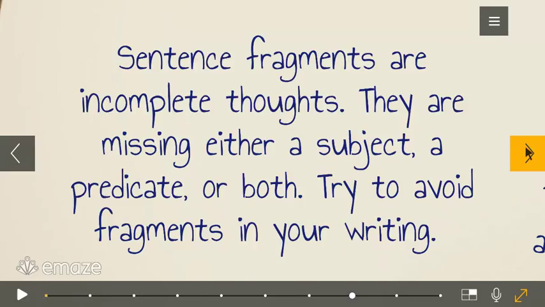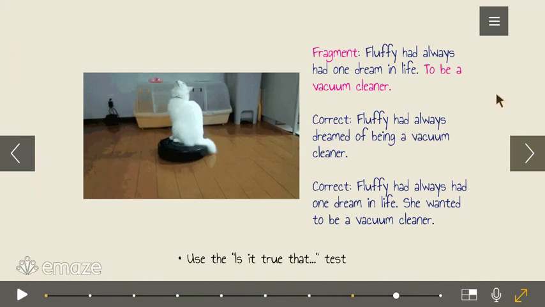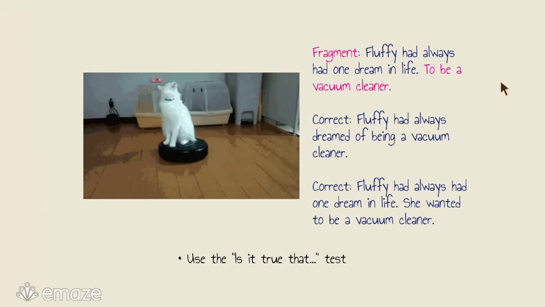You could run into this common error of writing a sentence fragment. Sentence fragments are incomplete thoughts. They're missing either a subject, predicate, or both of them, and you should try to avoid those in your writing. Let's look at an example of a sentence fragment. Fluffy had always had one dream in life, to be a vacuum cleaner.